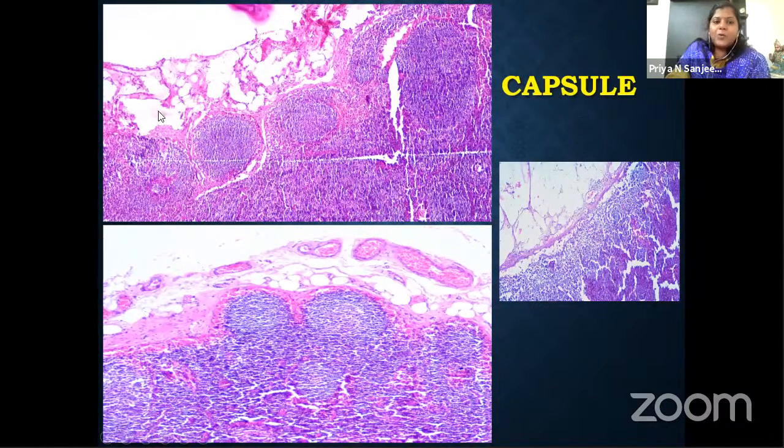Coming to the histology of the capsule. So the capsule is the outermost covering of a lymph node, which has fibroblasts, collagen fibers, adipocytes, and blood vessels. Accordingly, it can be a fibrous tissue, or a fibroadipose tissue, or a fibrovascular tissue. And you can see the extensions of the connective tissue into the lymph node, and this is called trabeculae or septa.